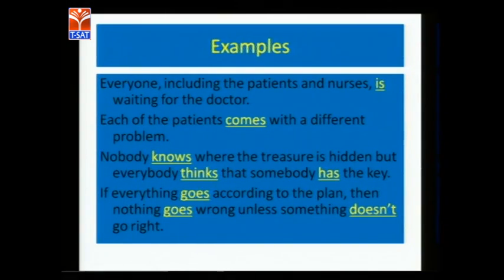Okay. If everything goes according to the plan, then nothing goes wrong. So these are words that are often used together. If everything goes according to the plan, okay, and then nothing goes wrong. Something goes wrong. Something doesn't go wrong. Something goes right. All right. So these are the usages. If everything goes according to the plan, then nothing goes wrong unless something doesn't go right. Doesn't go. We're not saying something don't go right.